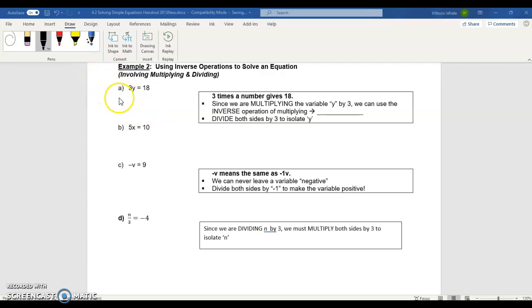This is part 2 of lesson 4.2. Now we're going to do some examples of solving variables where we have multiplication and division this time. So let's start with example A over here.